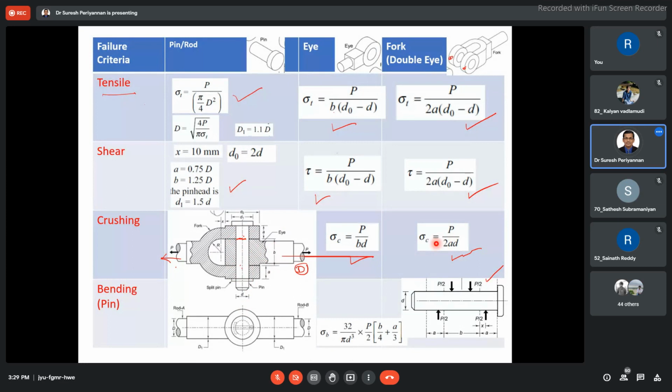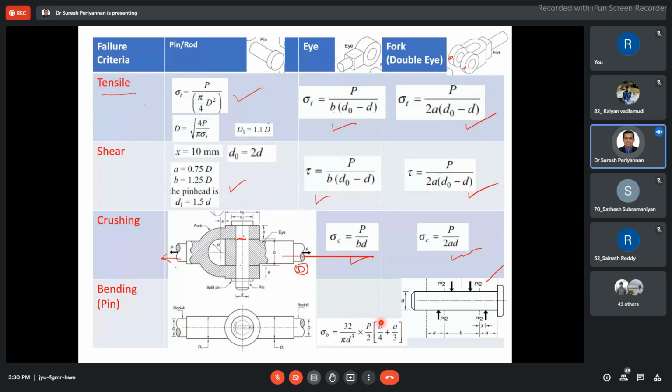Then after that we discussed the bending failure of the pin. Bending failure is 32 by pi d cube into P by 2 into A by 3 plus B by 4. Here, with respect to bending stress and shearing stress of the pin, we are going to find out the value of D.